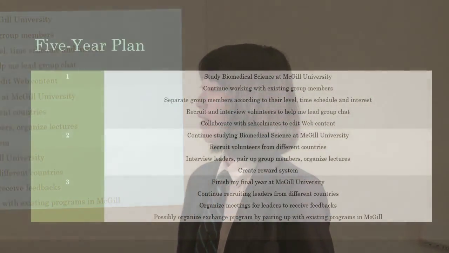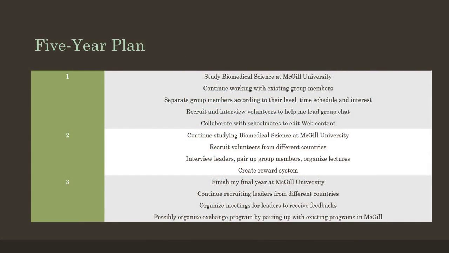So here is my 5-year plan. I'm going to study biomedical science at McGill University, and I'm going to continue working with my existing group members. What I'm going to do is separate these group members according to their age, interest, and time schedule. And then I will work with volunteers who are also interested in joining our group and probably help me to edit web content.